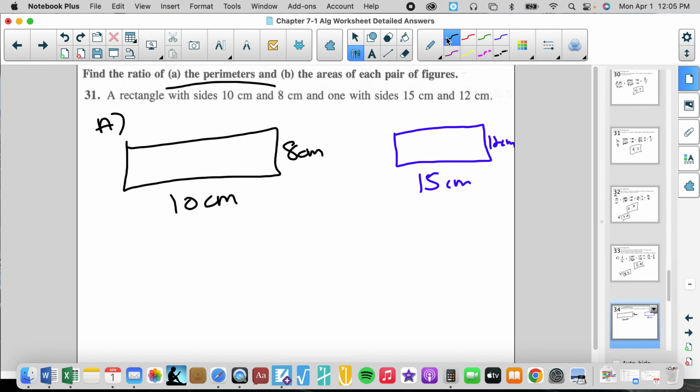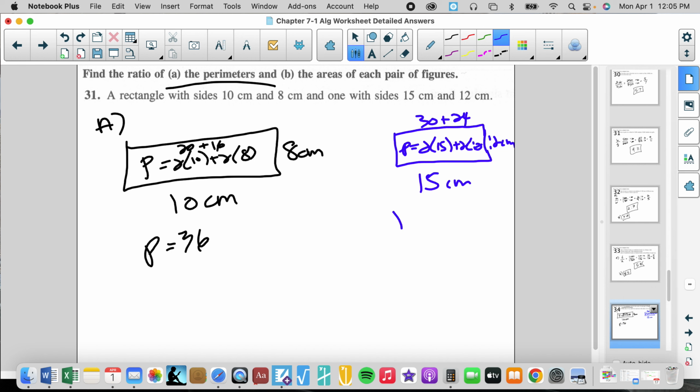So the perimeter is going to be 2 times 10 plus 2 times 8. So the perimeter is going to be, what's that? 20 plus 16, 36. And the perimeter here is going to be 2 times 15 plus 2 times 12, which is going to be 30 plus 24. So the perimeter is going to equal 54.